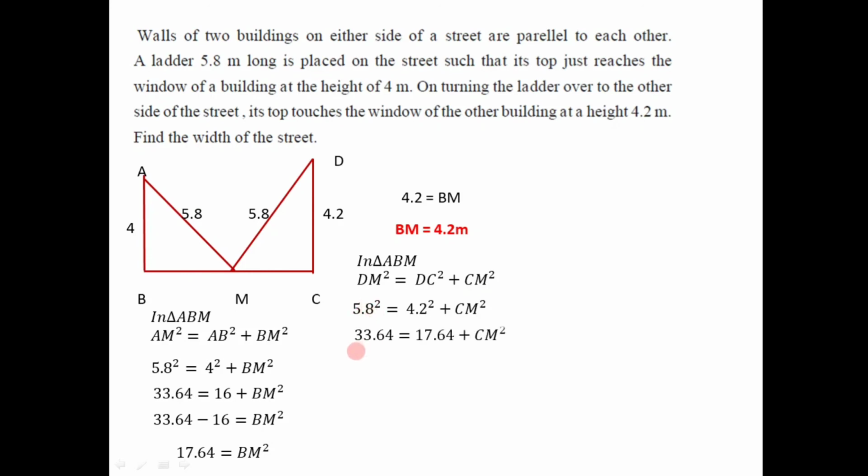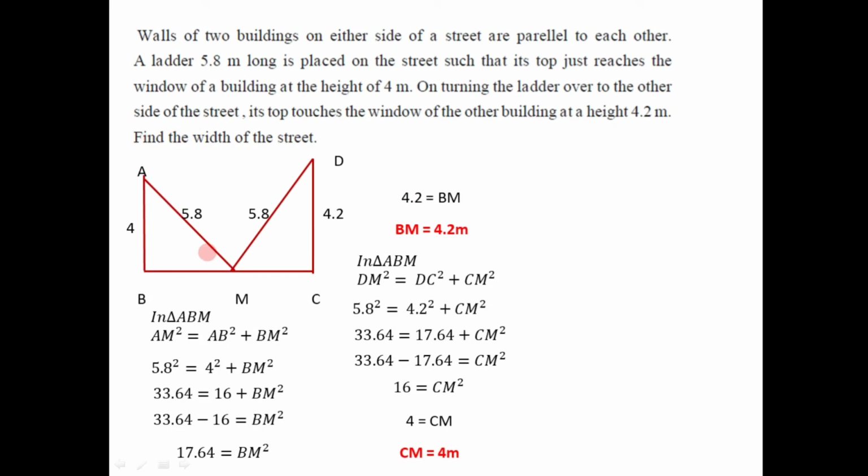The square of 5.8 is 33.64. That is equal to 4.2 square, which is 17.64, plus CM square. If we take 17.64 to the left hand side, it will become minus. It is 33.64 minus 17.64, that is equal to CM square. So if we do the subtraction, 33.64 minus 17.64, it will be 16, that is equal to CM square. Again, if we take the square root on both sides, the square root of 16 is 4, which is equal to CM. That is, the length of segment CM is 4 meters.